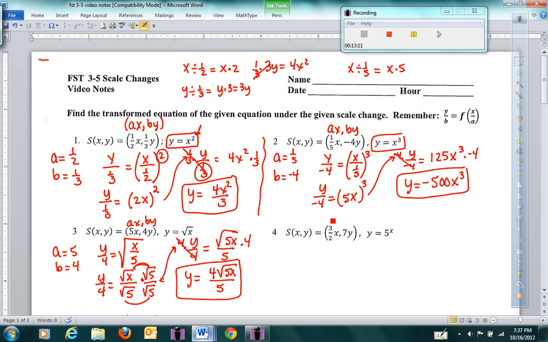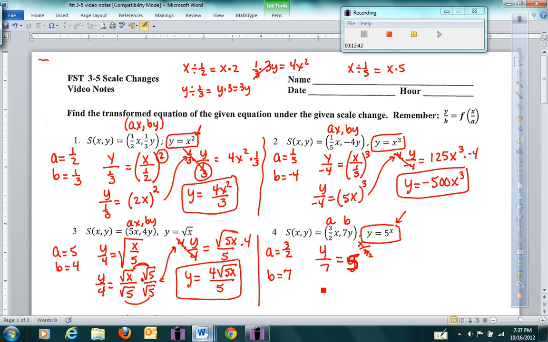All right, on number 4, we have an a and we have a b. So we're going to say a is equal to 3/2 and b is equal to 7. So y divided by 7. Now look at your function this time. This is the exponential function. So this will be y, not y, 5, sorry about that, raised to the power of x divided by 3/2.